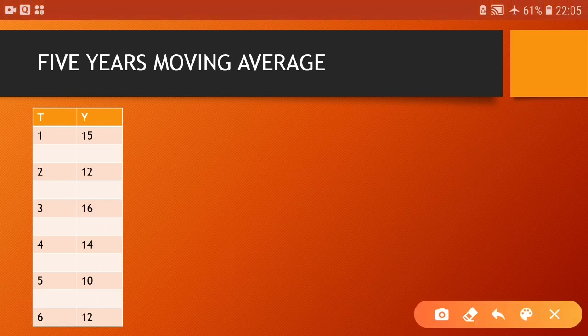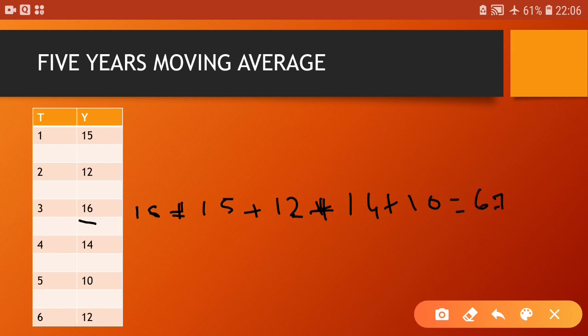See, what you need to do is take 16 itself. So I have taken 16, plus 2 up, so 15 plus 12. So it is 16 plus 15 plus 12, and 2 down, 14 plus 10. So this 5 years total is 16 plus 15 plus 12 plus 14 plus 10. It will be something like 67.